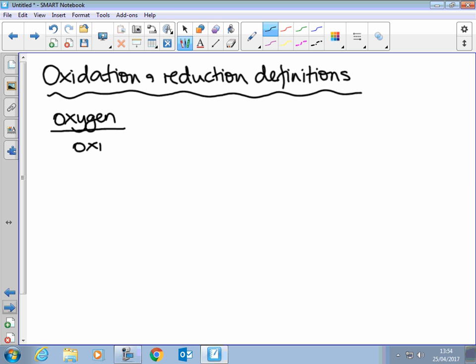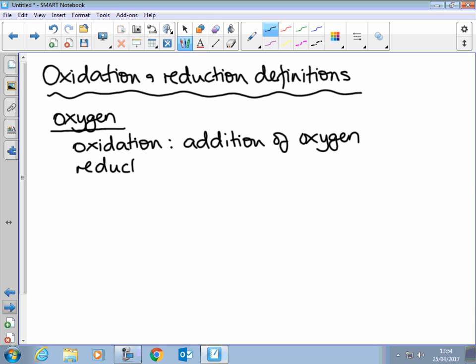Oxidation would be addition of oxygen, whereas reduction would be loss of oxygen.